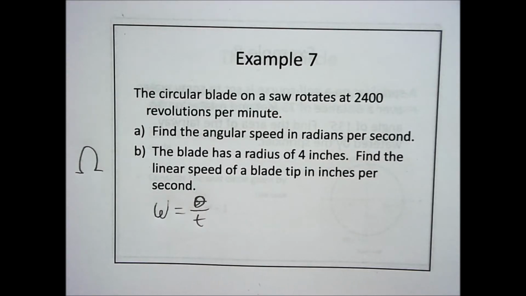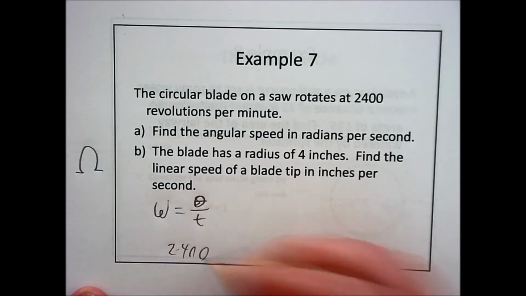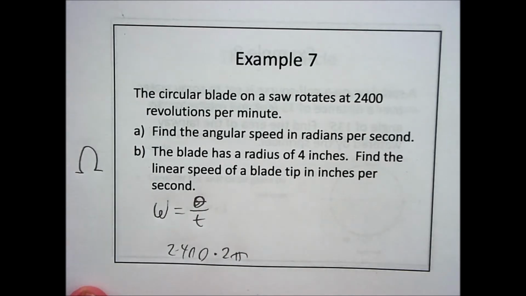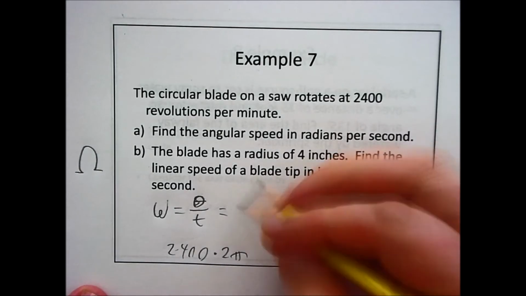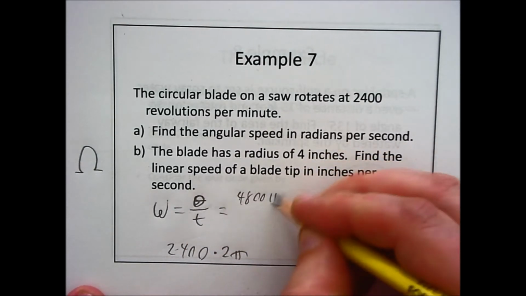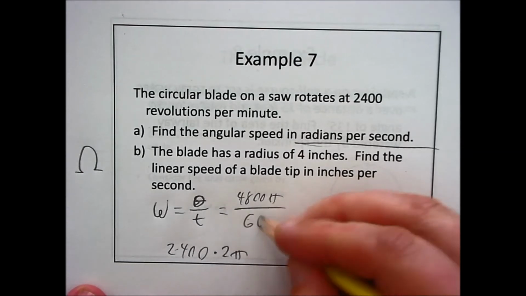Now this one's a little bit strange because of the way it's written, but it's not too bad. Because if I take 2,400 revolutions, I need to figure out the angle that travels through. One revolution is 2 pi. So 2,400 revolutions times 2 pi gives you the number of angles it's traveling through in 1 minute. So that's what I'm going to set up. 2,400 times 2 pi is going to be 4,800 pi divided by 1 minute, but I want radians per second, so I'm going to put that over 60 seconds.